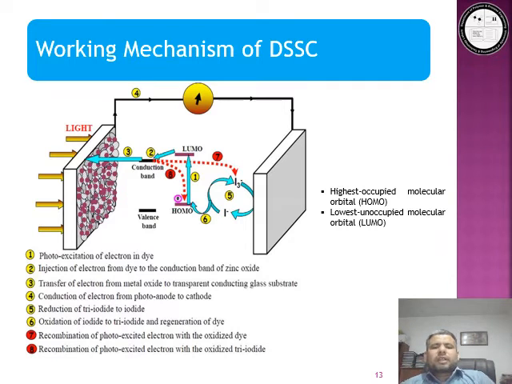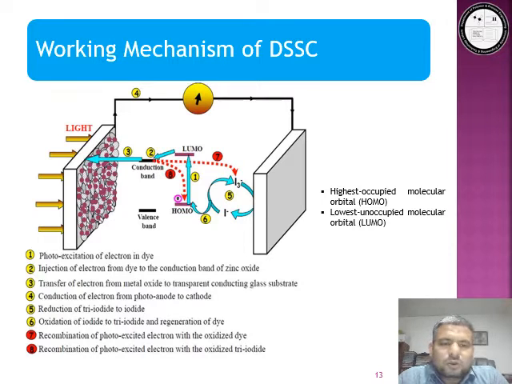So what is the working mechanism of DSSC? As you can see in the figure, dye molecules are attached to the metal oxide semiconductor through a covalent bond. The adsorbed dye absorbs solar radiation and electrons in the dye become excited. Electrons tend to move from a low energy level to a high energy level. The highest occupied molecular orbital is considered the low energy orbital, while the lowest unoccupied molecular orbital is regarded as the high energy orbital.